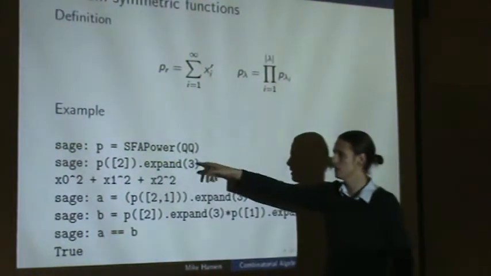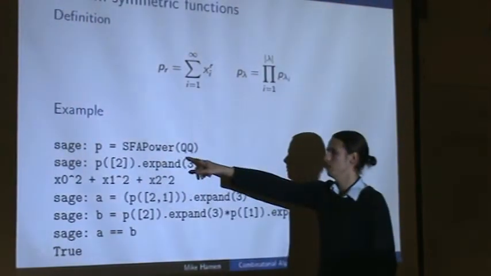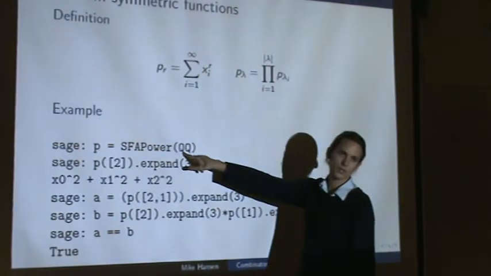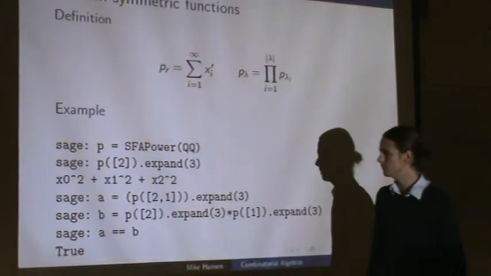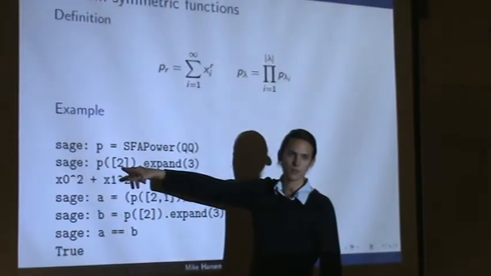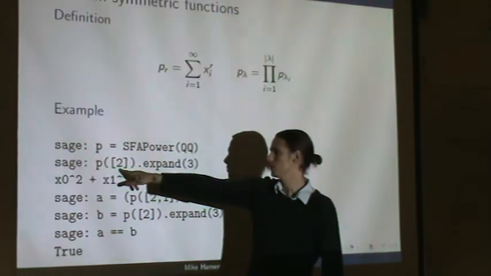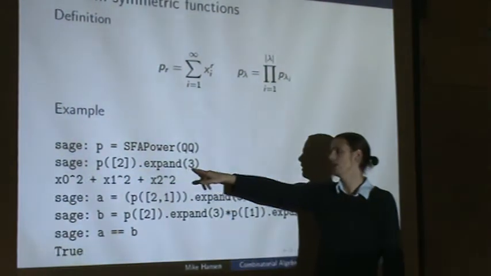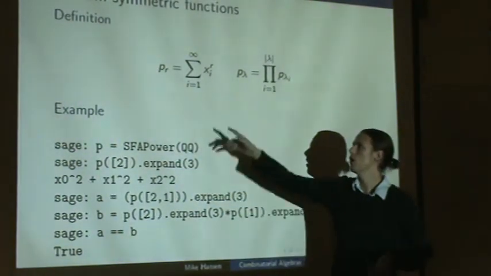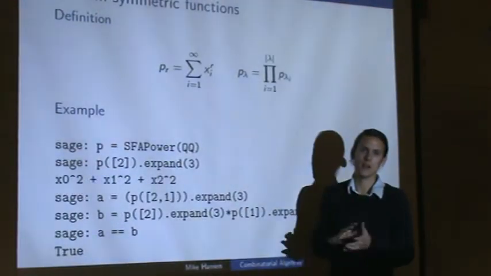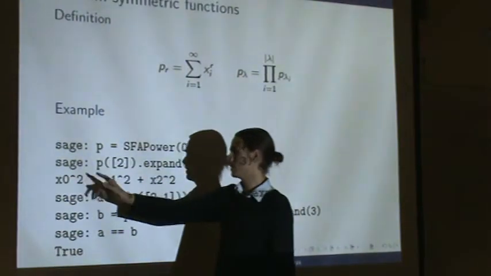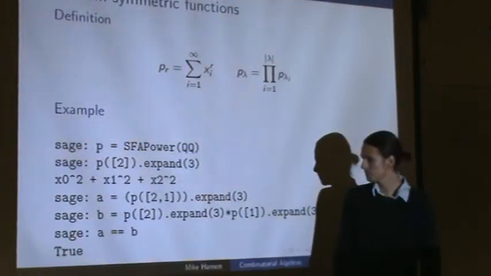So here in Sage, I'll define P to be the symmetric function algebra on the power sum basis over QQ, so the rationals. And what I can do is form the power sum symmetric function corresponding to the integer partition 2 and expand it on 3 variables. So this is what I would get if I chopped off all of the terms involving variables higher than 3. And so what we get is x0 squared plus x1 squared plus x2 squared.